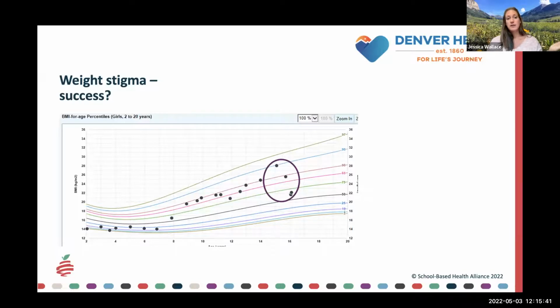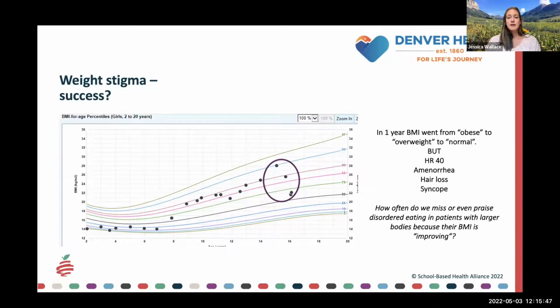So here's a kid who completely normalized her BMI trajectory over the course of the year. So it went from obese to overweight to normal. Elevated heart rate, amenorrhea, hair loss, syncope. She developed an eating disorder. And so, it was a real gut check, right? Of how often do we miss or even praise disordered eating in patients with larger bodies because their BMI is, quote, improving.